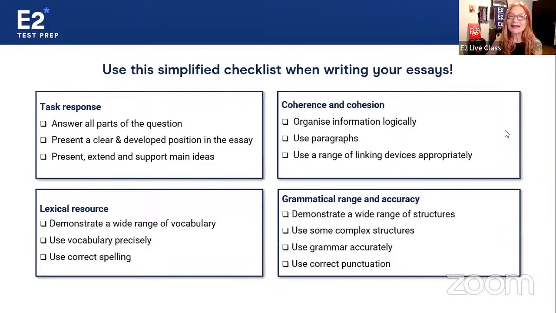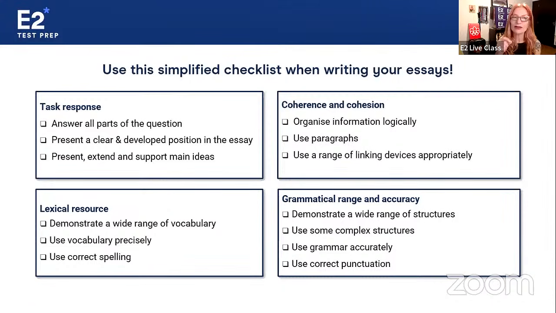Okay? I love this checklist. If you don't have it, take a picture. It is very helpful and useful. What is this checklist? It's based on the band descriptors. So it's a summary of the band descriptors. And in this checklist are all the elements that you should include in your writing to guarantee a higher score. So if you're getting started or if you've been writing for a while, always have this at hand. And once you finish your writing, go back and check, use that as a checklist.